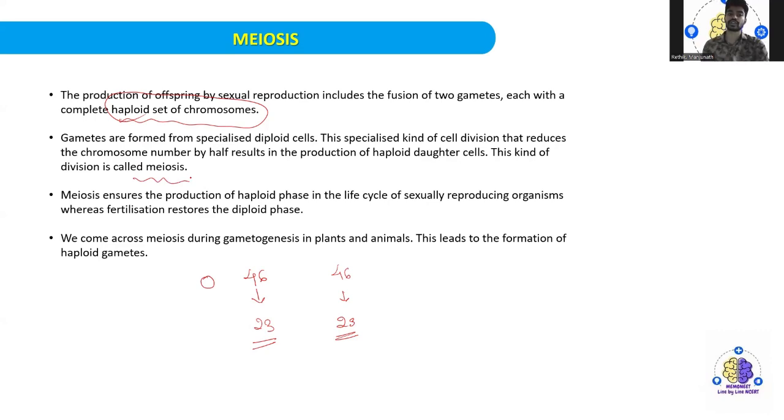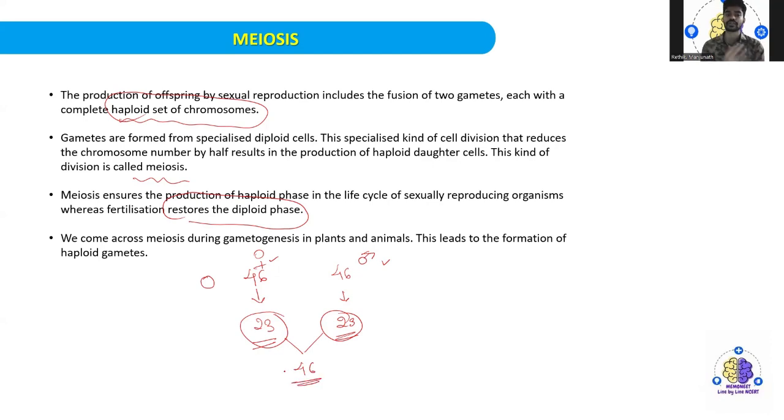Meiosis ensures the production of the haploid phase in the life cycle of sexually reproducing organisms, whereas fertilization restores the diploid phase. We have two sexes, female and male. Once these two gametes combine, the reduction of chromosomes is restored. From 46 it went to 23, and once the fusion happens, you again see 46 chromosomes.